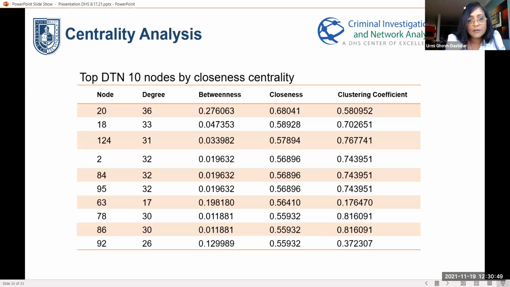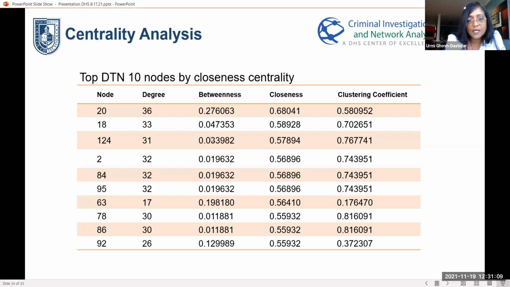So these are the top 10 nodes by closeness centrality for the drug trafficking network. If you look here, the data is pretty spread out regarding clustering coefficient, closeness, and betweenness.